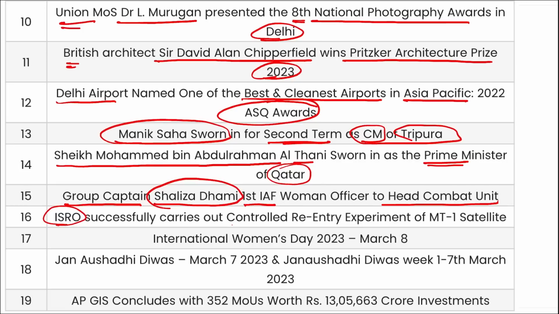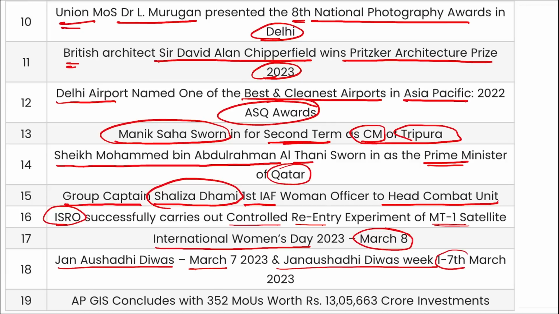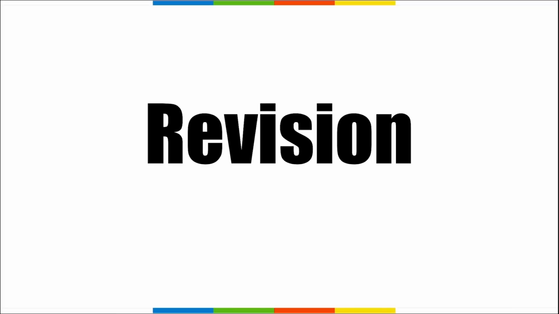ISRO successfully carried out a controlled re-entry experiment of the MT1 satellite. International Women's Day is on 8th of March, Jan Aushadhi Divas on 7th of March, and Jan Aushadhi Divas week from 1st to 7th of March. Andhra Pradesh Global Investor Summit concluded with 352 MOUs worth 13 lakh crore rupees investment.